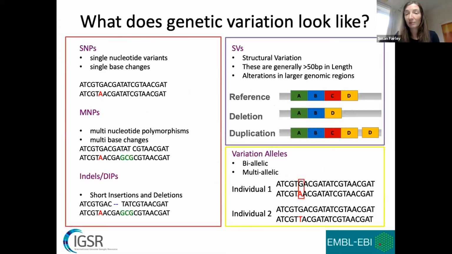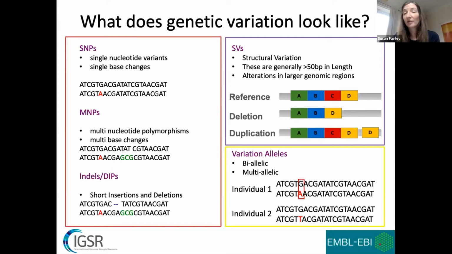However, there are actually lots of different ways and categories of variation. In some senses these categories are a little bit artificial, but they're useful for how we think about variation. If we look at the top left of this slide, we've got SNPs or SNVs, as they're sometimes called, single nucleotide polymorphisms or single nucleotide variants, where we've got a single base change. In this case, a G has switched over to an A in the lower of these two sequences.